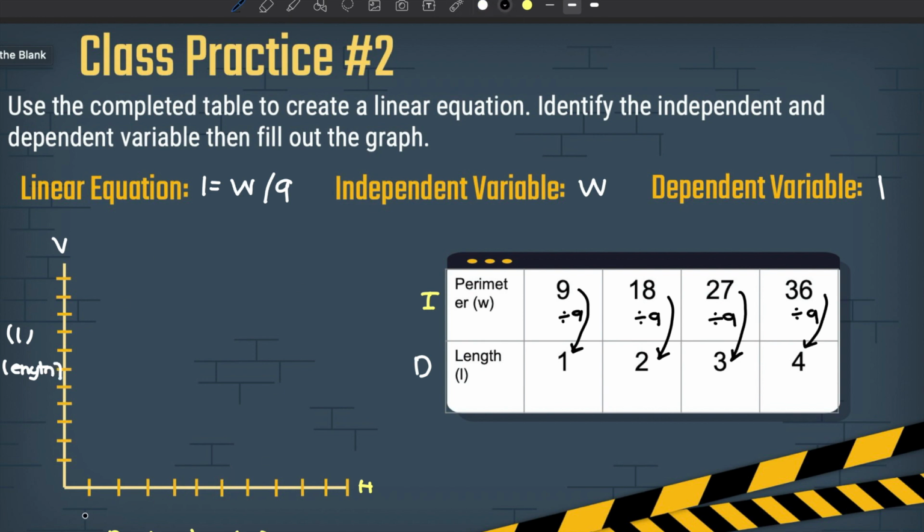So now I'm just going to label across. So we're going to go by 9s. So let's go 9. Skip that one. We'll do 18. Skip that one. We'll do 27. Skip that one. 36. And we'll go up by 1. So 1, 2, 3, skip 4, skip 5. All right, so the first one we're going to go over to 9, go up to 1, make our first dot point, go over to 18, go up to 2, and point our second dot point, go over to 27, up to 3, and point our third dot point, and lastly go to 36, go up to 4, and point our last dot point, and it created our straight line.